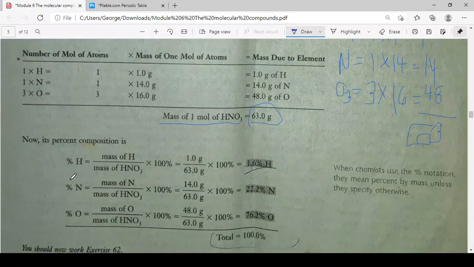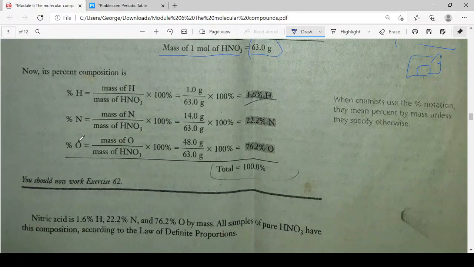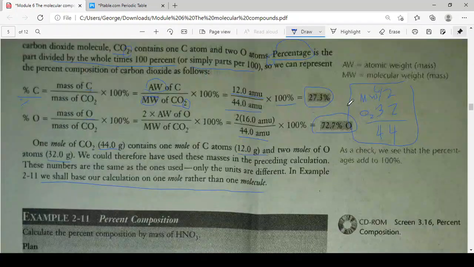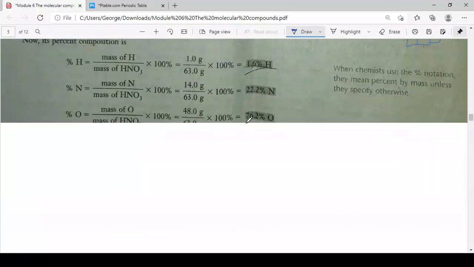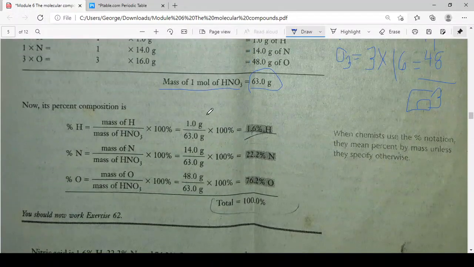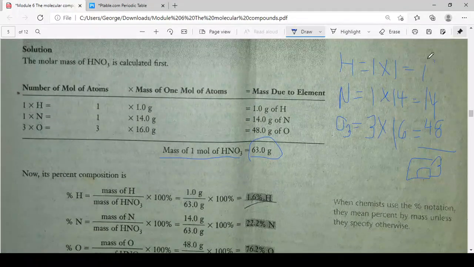So next, you have your percent in hydrogen, nitrogen, and oxygen. We use the same formula as stated in our example above. How many hydrogen do we have? 1, right? Therefore 1. What is your molecular weight, or your mass of HNO3? Again, it is the total of your mixture, 63. 1 over 63 times 100%, you now have 1.6% of your hydrogen.